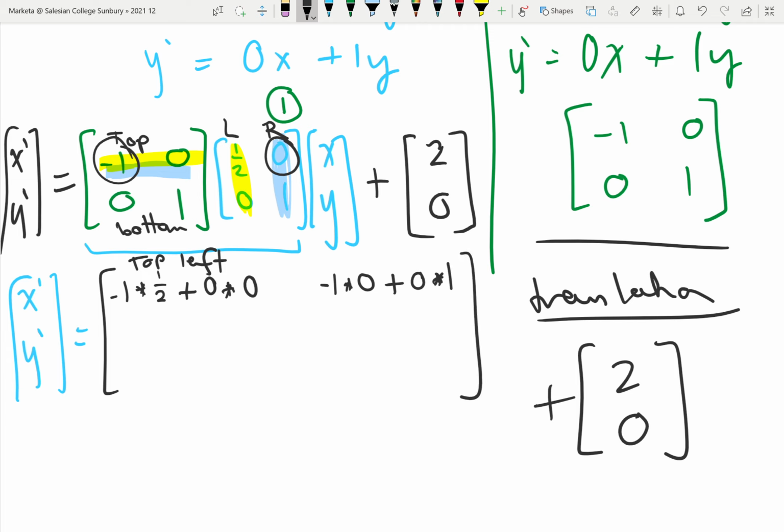So that is my top right. I'm taking the top or bottom value from the first matrix, and I'm taking the left or right from the second one. Let's go to the next bit. I don't want that circled, I'll just get rid of that.